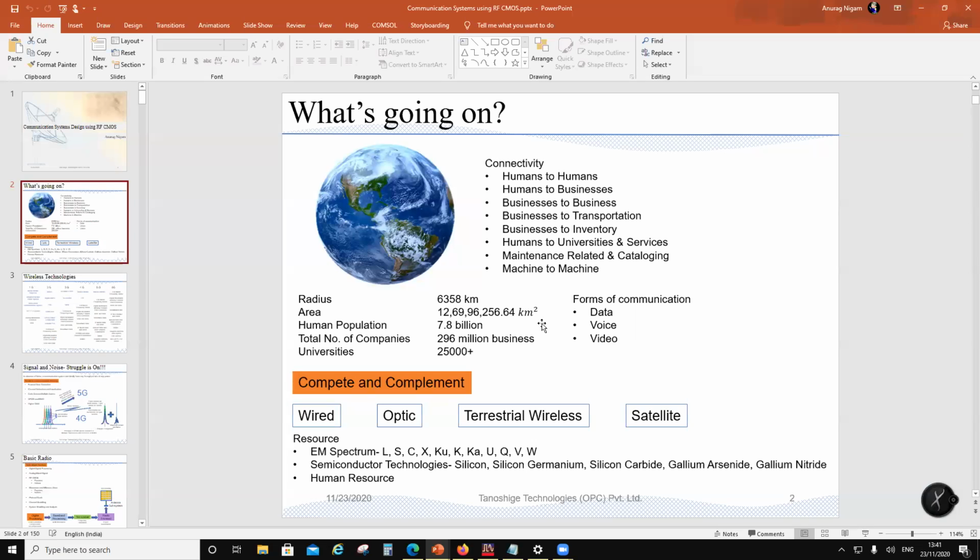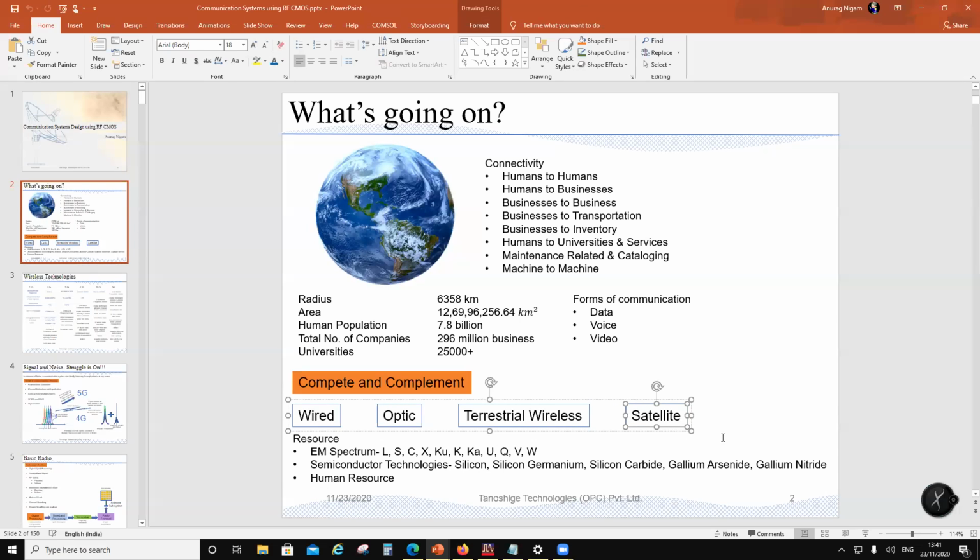Now from the job prospects perspective, there are lots of companies there, right? Of course, development companies and design houses will be fewer in number, but there are lots of companies. Universities do all kinds of collaborations. So all this comes under connectivity. There are technologies which compete, and there are technologies which complement. So if a wired technology is there, at some places you will find optics along with it. You will also find terrestrial wireless. You find satellite communication, right?